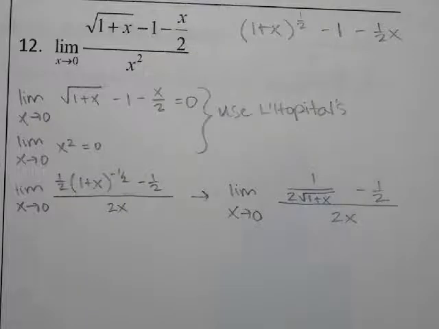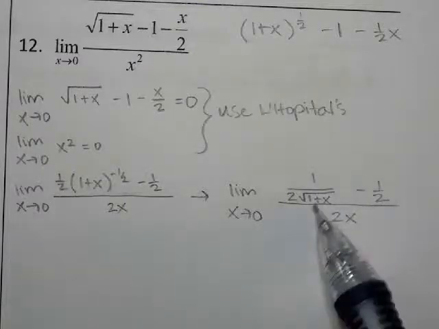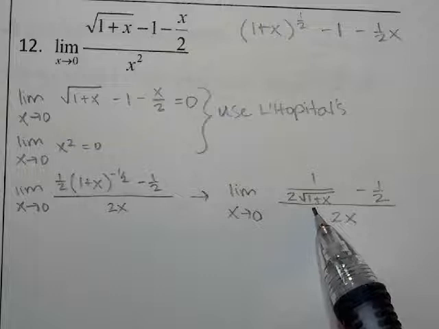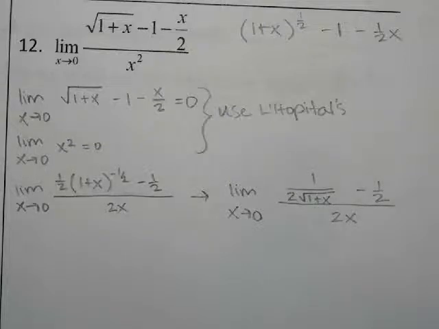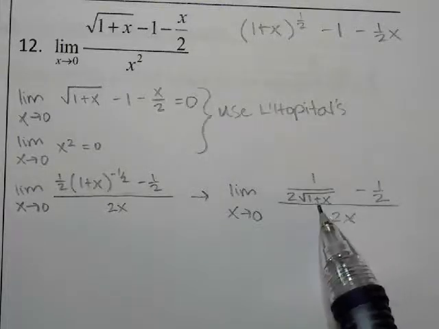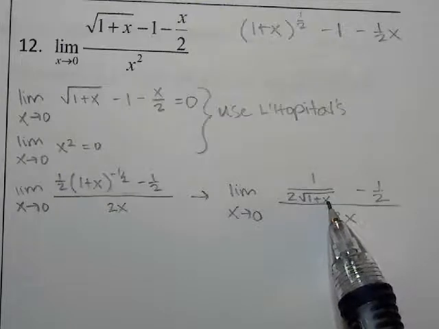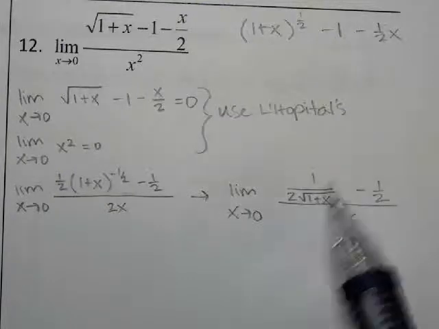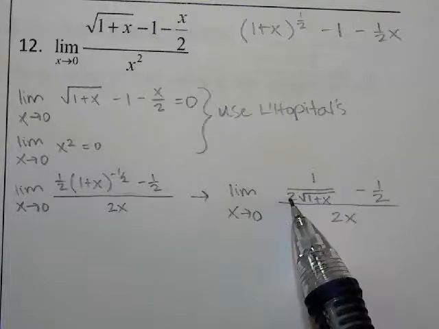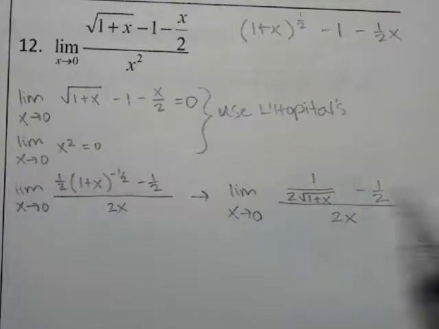Okay, now we do have to show our work the same as we did last time. Wait, what happens when you plug 0 in right here? It's the square root of 1. So it'd be 1 over 2 times the square root of 1. So it'd be 1/2 minus 1/2. Yeah. So we're still going to get, the top has a limit of 0, the bottom has a limit of 0. We're going to get L'Hopital's again.